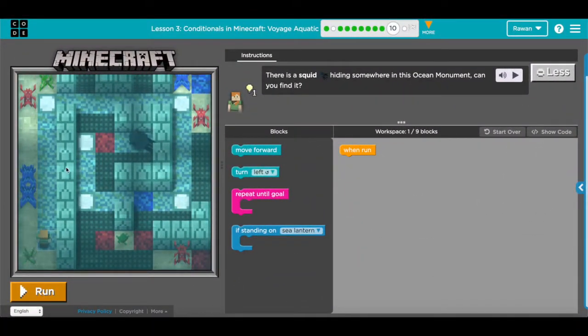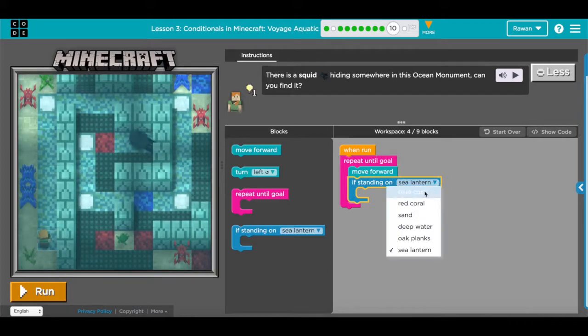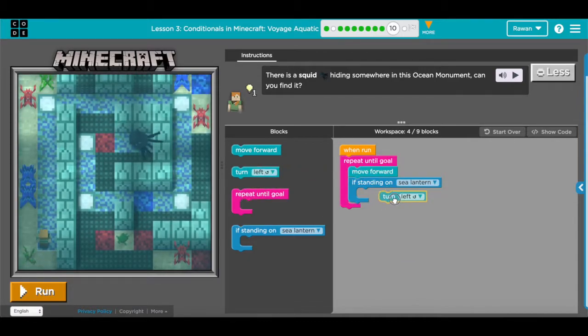In this level, Alex has to keep moving until she reaches the octopus. Also, repeat until goal. When she stands on the sea lantern, she has to turn to the right direction. And from the drop-down menu, you have plenty of options over here. Going to start with the sea lantern. She's going to turn to the right when she reaches it, because this is the right direction where she goes.